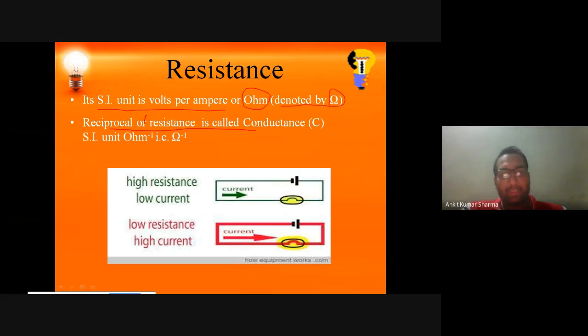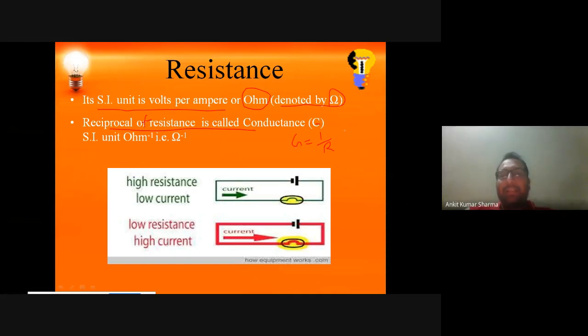The reciprocal of resistance is called conductance. That is G. So G is the conductance, G equals 1 by R. If resistance is minimum, then conductance is high. If resistance is high, then conductance is minimum.